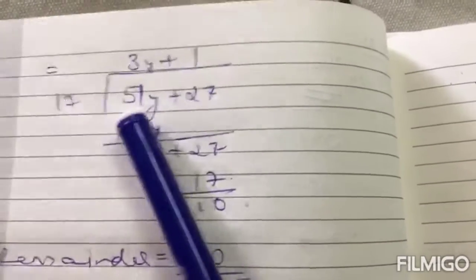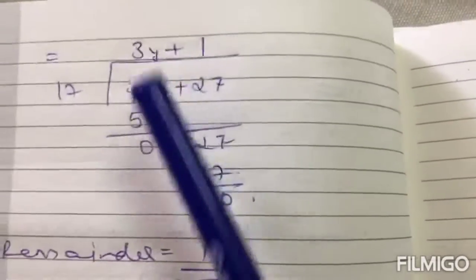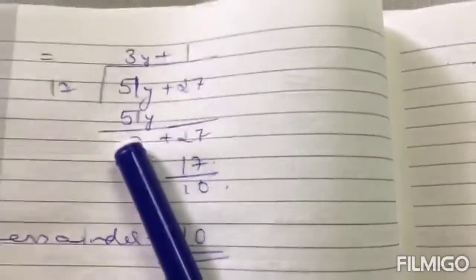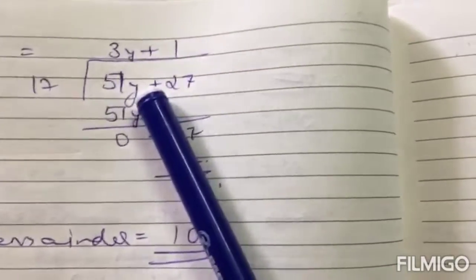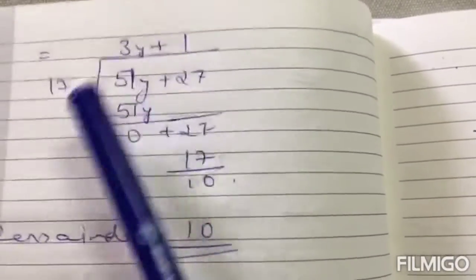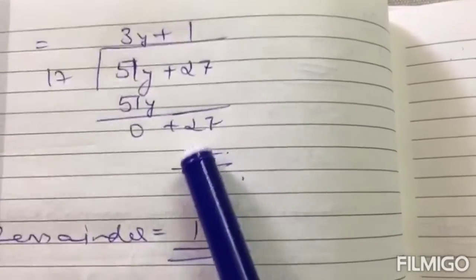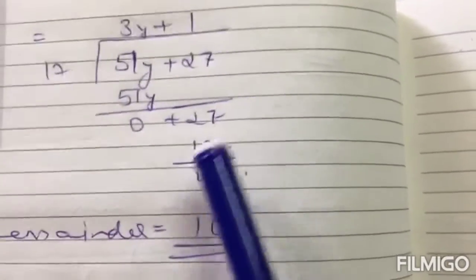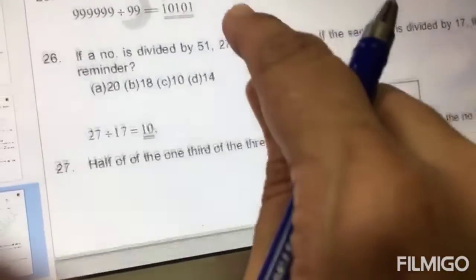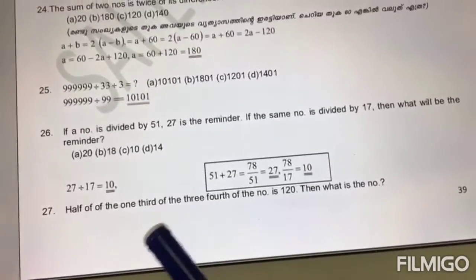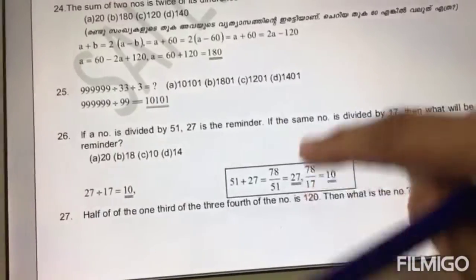So this whole thing, which is x divided by 17. 17 into 3 is 51. So 3y, you'll get 51y. Here the remainder is 0. Then we take the next term forward. We add plus here because there is a plus. Now 17 into 2 is 34. So we cannot use 2 here. The answer here will be 1. If you take 1 here, you will put 17 because 17 into 1 is 17, and this gives a remainder of 10. So the answer should be 10, option C. Alright, number 27 is similar to number 19, so I'm not doing it.